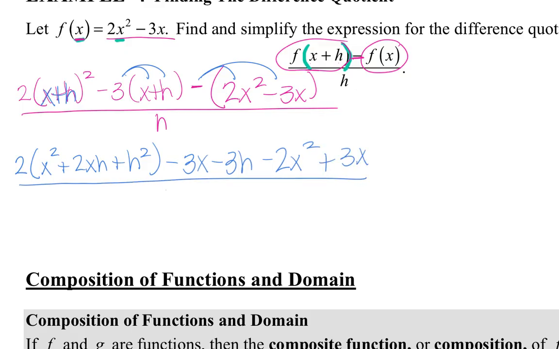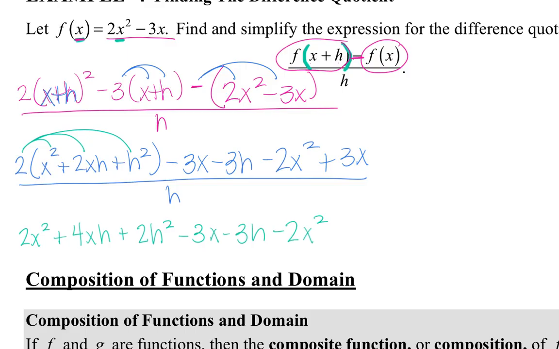All divided by h. All right, now distribute this 2 to everything here. So we've got 2x squared plus 4xh plus 2h squared, and then everything else just drops. 3x minus 3h minus 2x squared plus 3x, all over h.